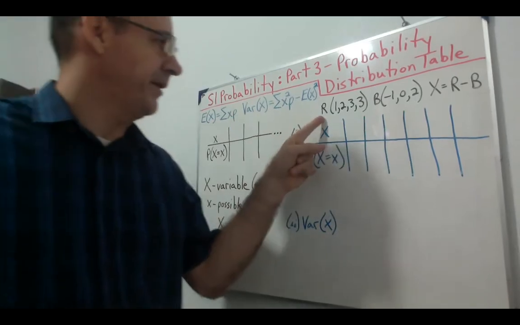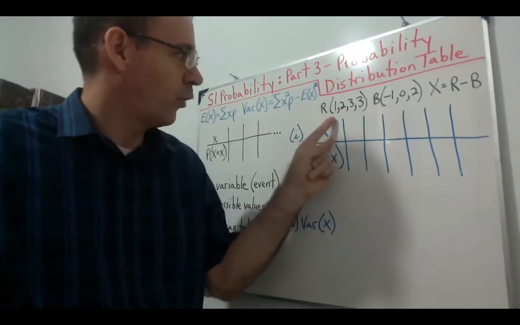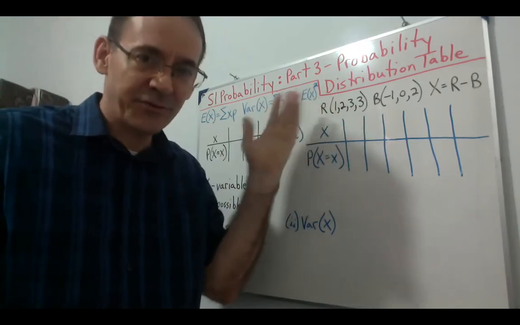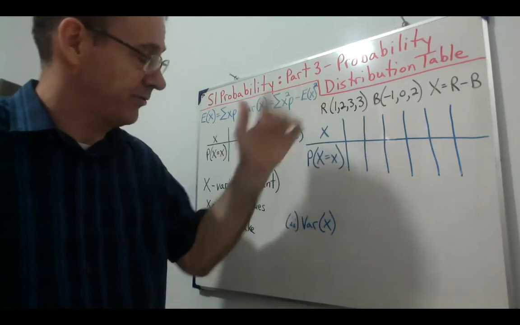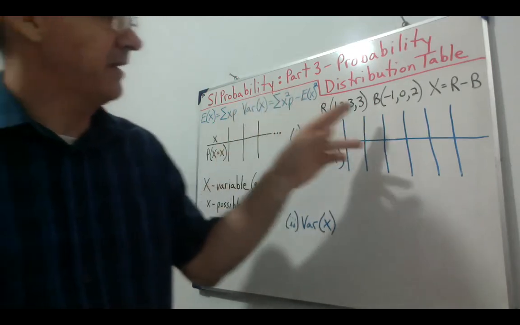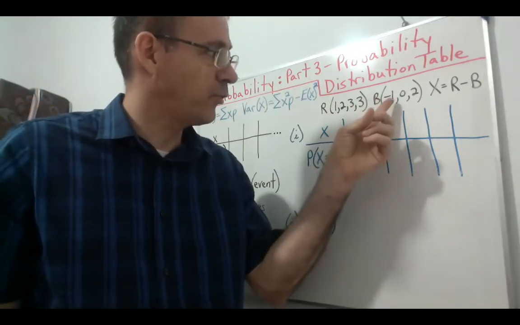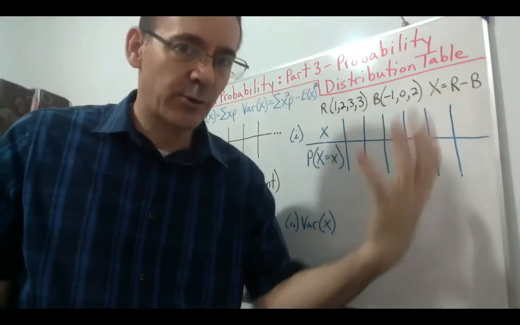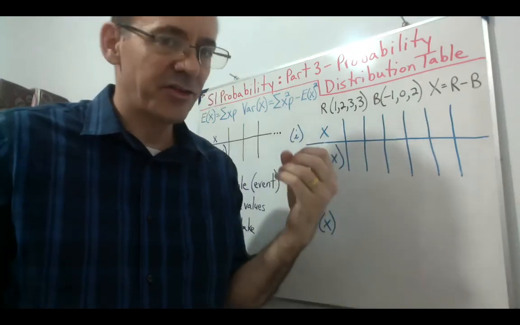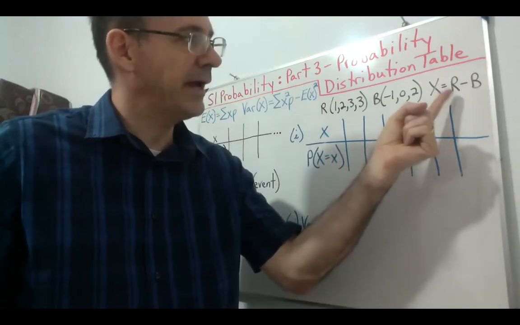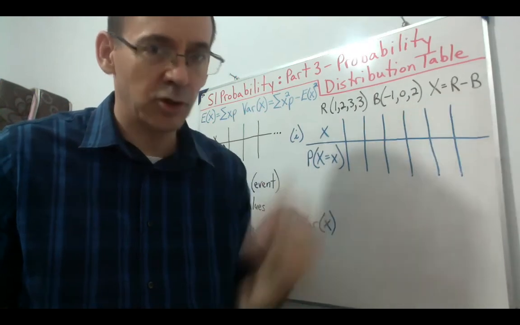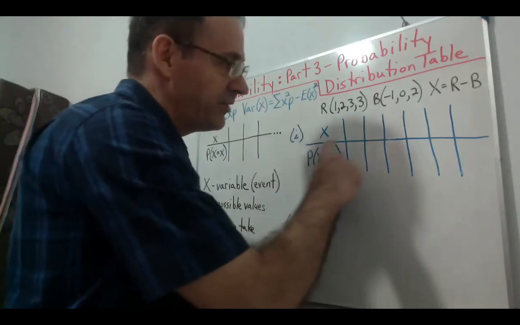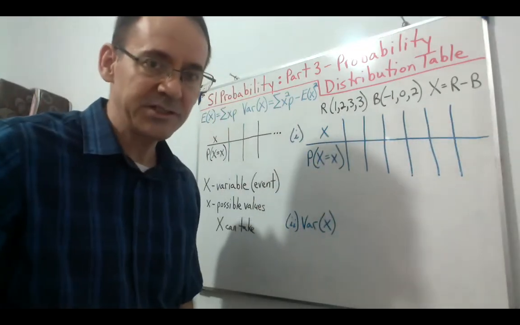So the red spinner has 4 numbers, 1, 2, 3, 3. That means the 3 actually has a 50% chance here because it's 2 of the 4 items. And then the blue spinner has -1, 0, and 2. And our event that we're looking at is the score when you take the red spinner value minus the blue spinner value. And we want to create a probability distribution table.